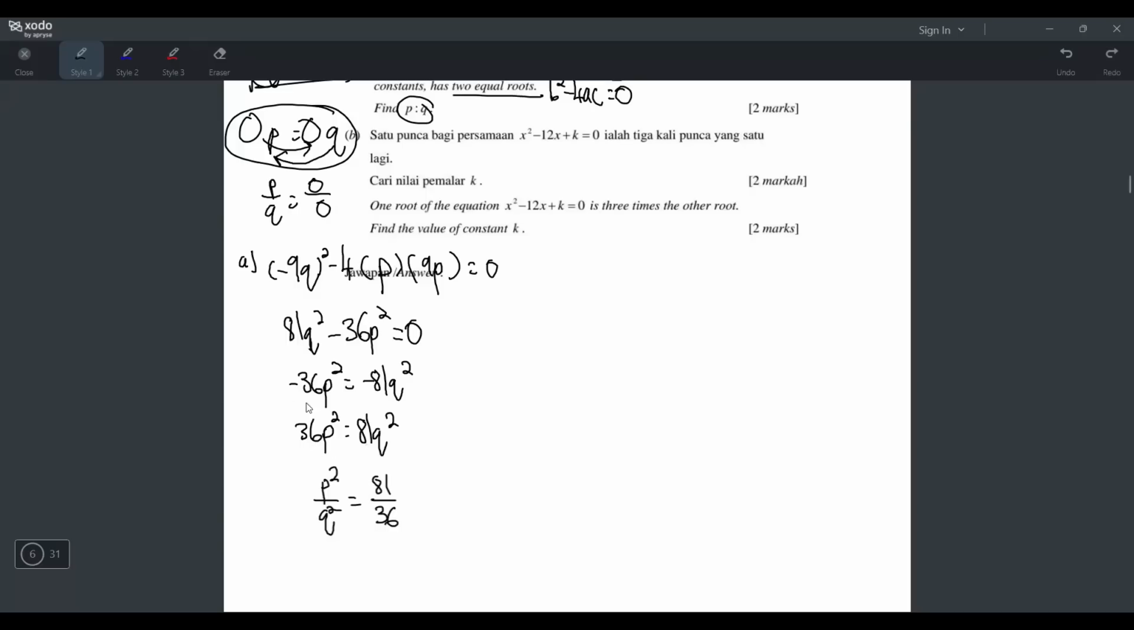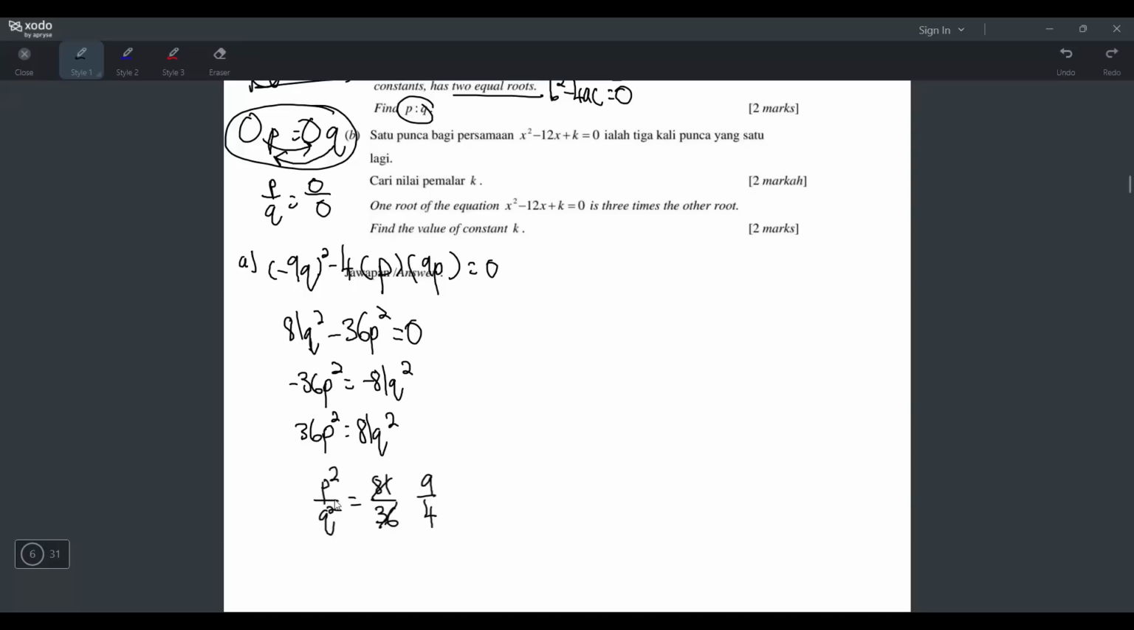It means that the Q square, when moved over here, sits at the bottom, the 36 moves to the other side, becomes the bottom like that. Okay, this one can be cancelled, right? So if you press the calculator, the calculator will simplify it for you: 9 over 4. Okay, but of course, this is not your answer. They ask for P ratio Q, not P square ratio Q square.